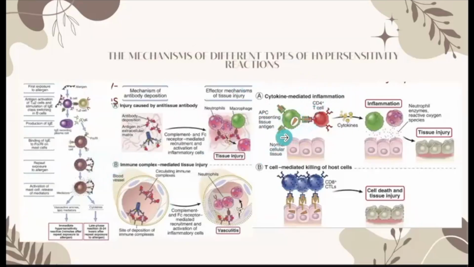Type 4 hypersensitivity is a delayed hypersensitivity mediated by T lymphocytes that occurs when a CD4 lymphocyte is presented with a tissue antigen via MHC2 by an APC, leading to the release of cytokines causing inflammation and tissue injury. Or the direct form, with CD8 T lymphocytes recognizing tissue antigens via MHC1, leading to direct cell death and tissue injury.